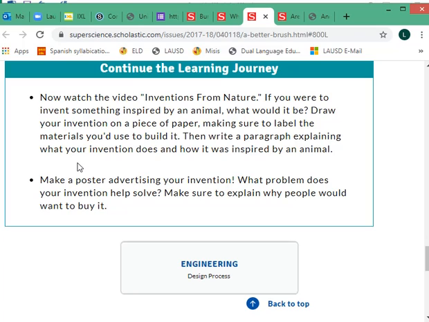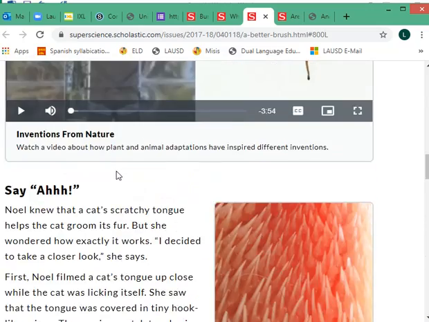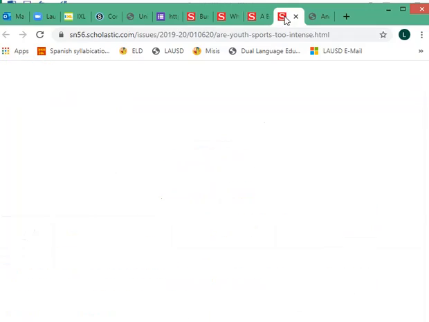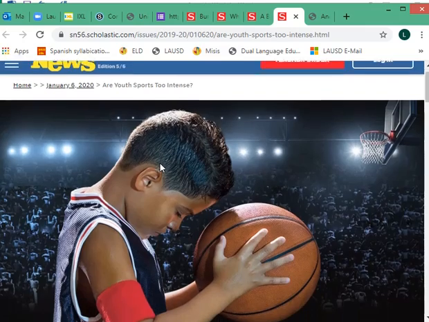Okay? And second, you make a poster advertising your invention. What problems does your invention help solve? So mine would help solve the amount of light that goes into the fish tank. Sometimes we leave our lights on in certain rooms, and since I have three fish tanks, one of them may always have light. So that would be the problem it solves for me. Okay, and why people would want to buy it? Well, I would probably say you would want a much happier fish. Okay, so have fun with this one and be creative. And I can't wait to see what you come up with.